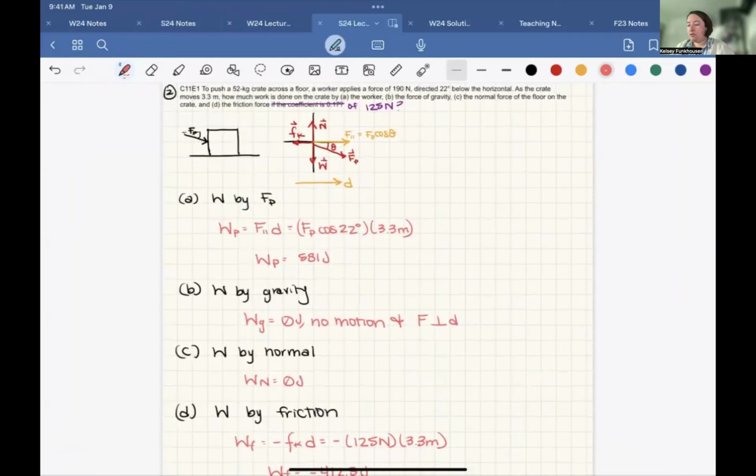review of this. We drew our free body diagram, which was really helpful because we referred to it when thinking about the motion, the direction of the motion and the direction of our forces. And we found that the vertical forces didn't do any work because the motion was not in that direction.